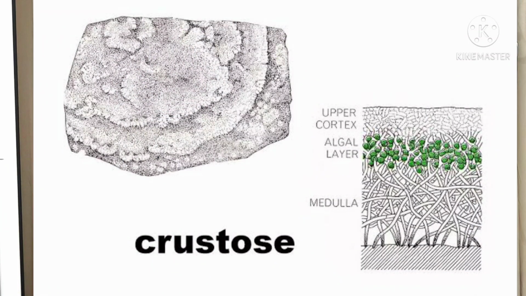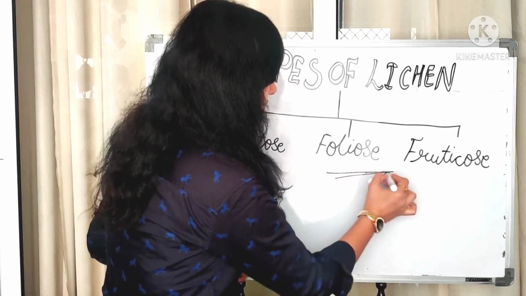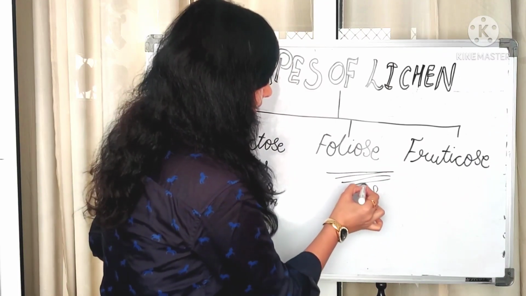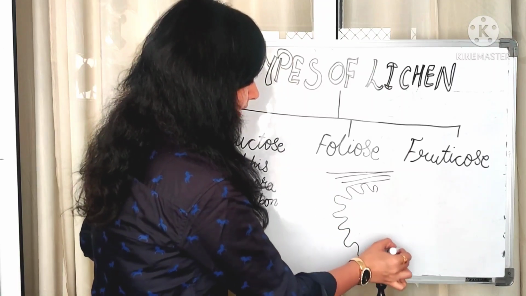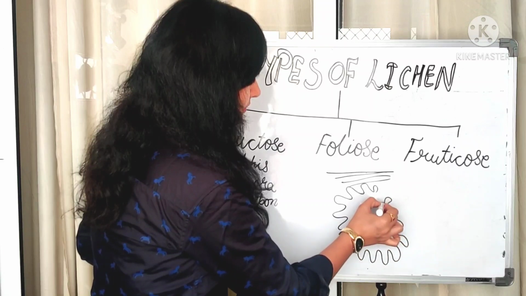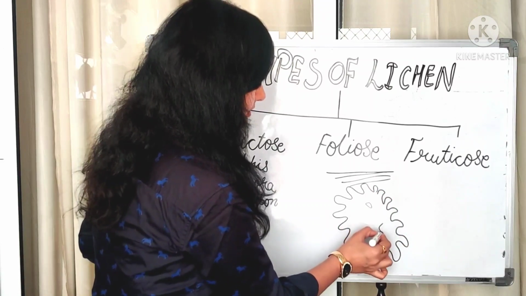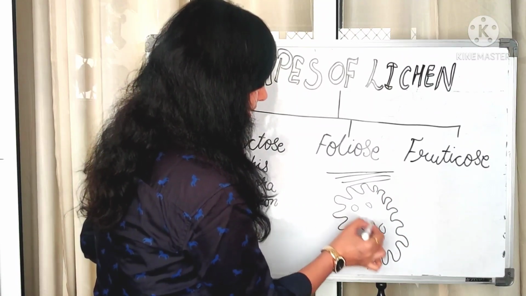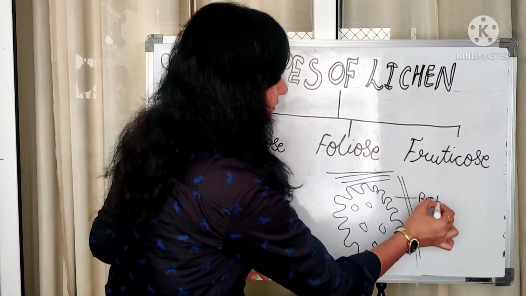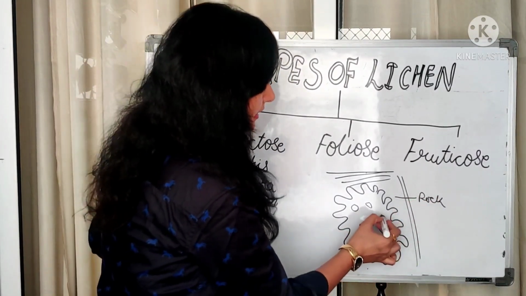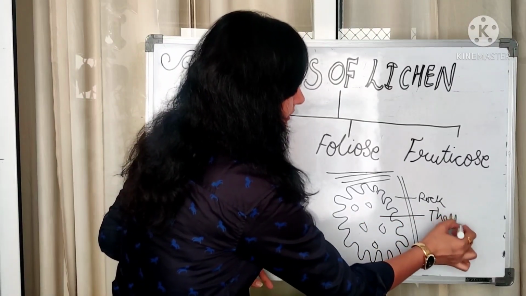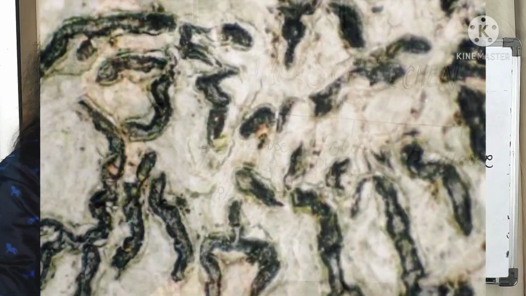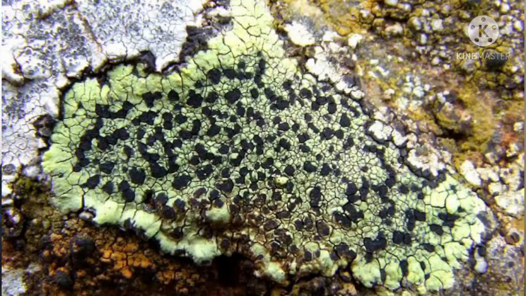So here I am drawing the diagram, like there is a rock, you can consider it as a rock, and these are the crustose lichens. These lichens look like layered pieces, and there are some areoles present on the rock surface or on the tree bark, and this is the thallus of the lichen. The examples of crustose lichen are Graphis, Lecanora and Rhizocarpon.